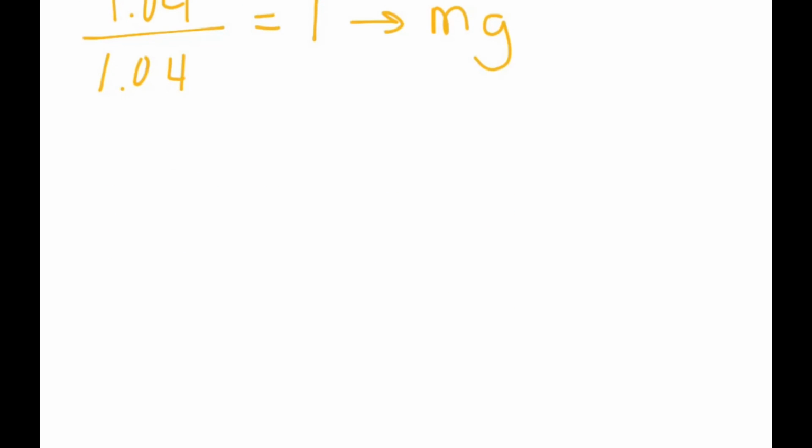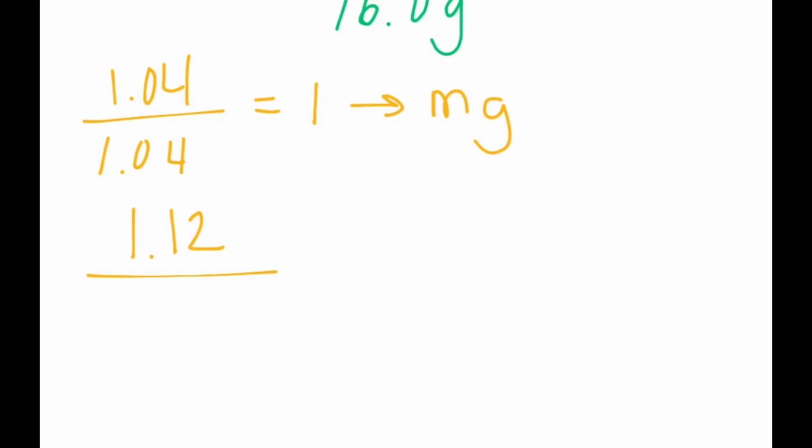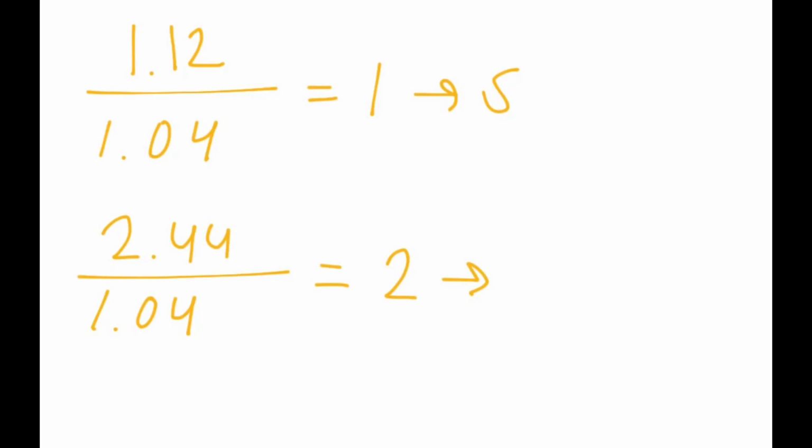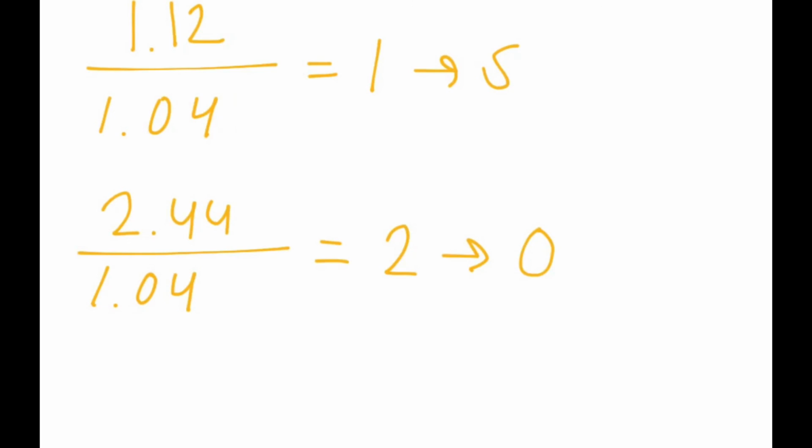Then we need to find the amount of sulfur. Since there is 1.12, we divide this value by the smallest value again, which is 1.04, and we round that to 1 of sulfur. The last thing we do is divide the amount of oxygen, which is 2.44 moles, by the smallest value, which is 1.04, and we get 2 of oxygen. Therefore, our empirical formula is MgO2S.